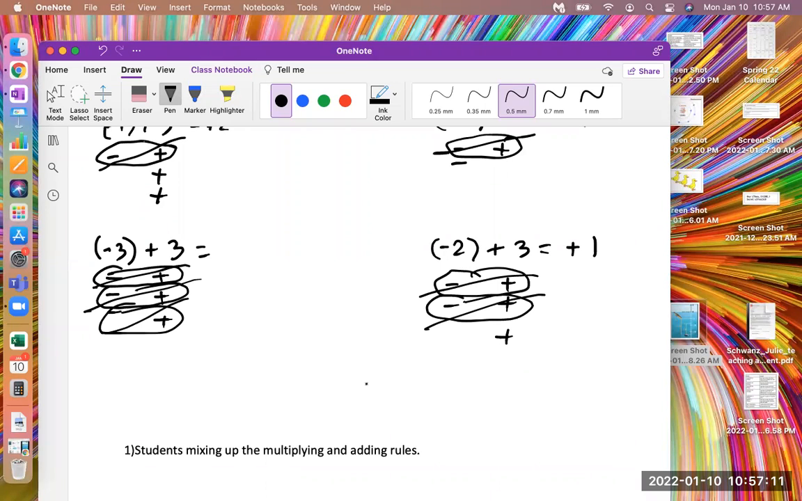Now you need to think kind of deeply and ask yourself, okay, I don't want to have to draw these pictures every single time I run into a problem like this. So what's really happening? How can I quickly get to the answer without drawing the picture? I'll let you think about what it is that's really going on here to get these answers.